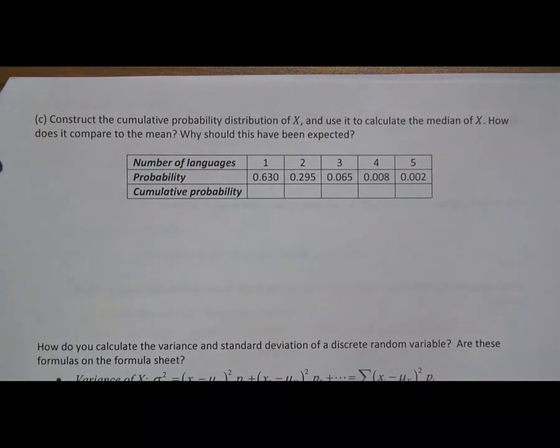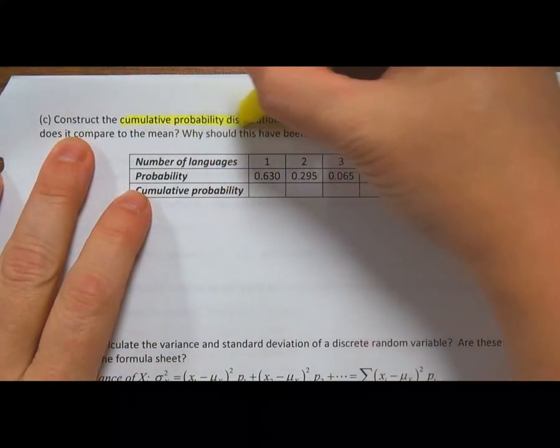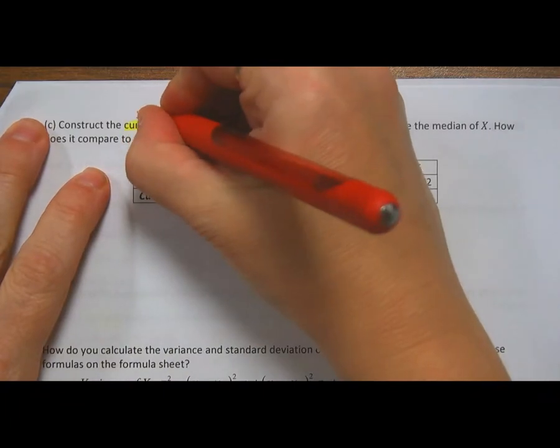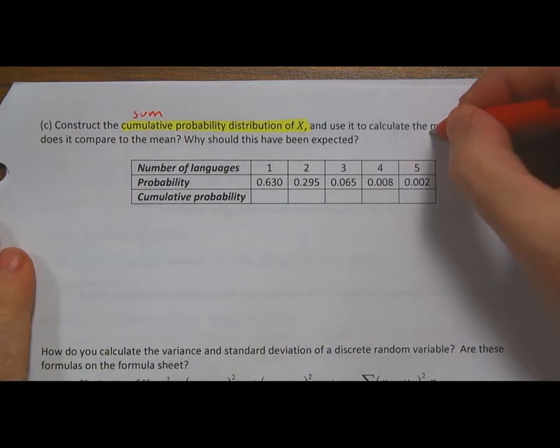You are going to have to do this, I think, on a couple of your homework problems, and I'm going to help you with your homework today, just kind of how I have been. But it says to construct a cumulative probability distribution of x, and we haven't done that in a while. Cumulative just means like a sum, and use it to calculate the median.